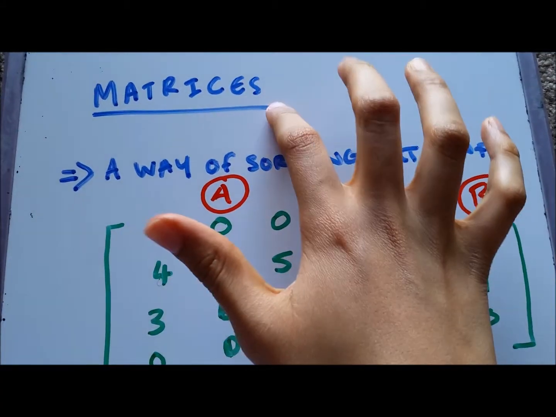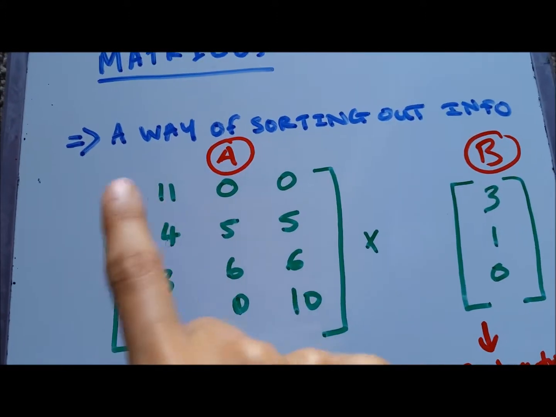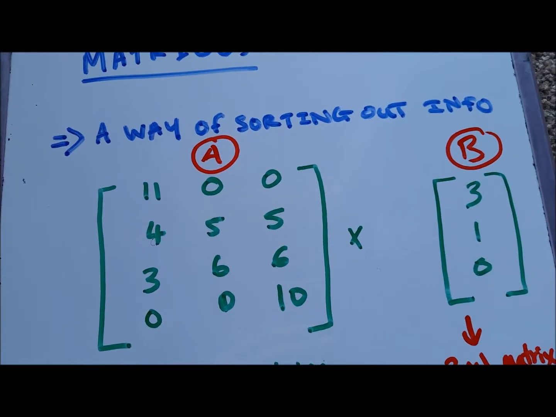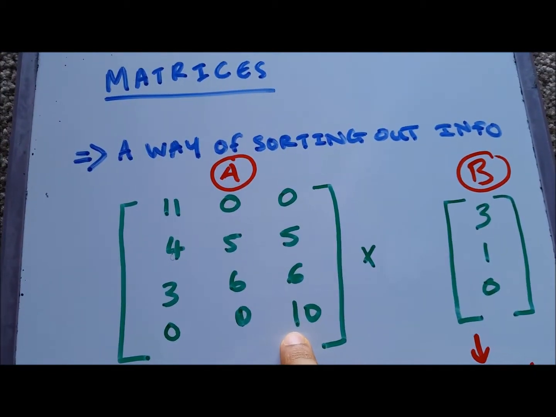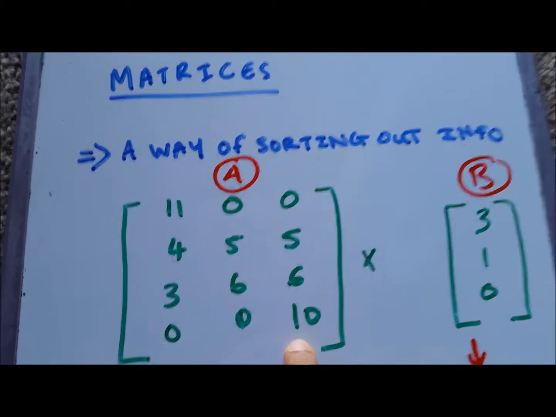Today we want to talk about matrices. Matrices are pretty much when you see a box like this with a whole bunch of numbers in it. It's a way of sorting out information. Each number actually represents some sort of data that we've collected.